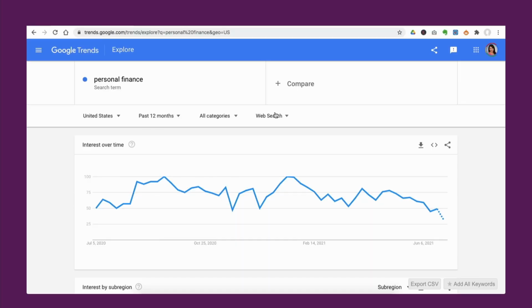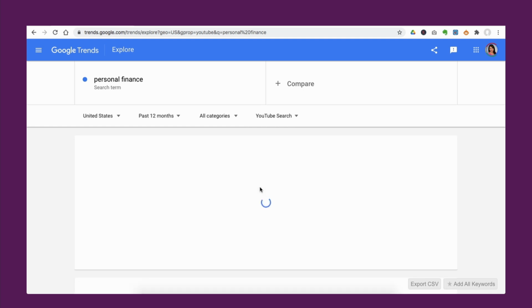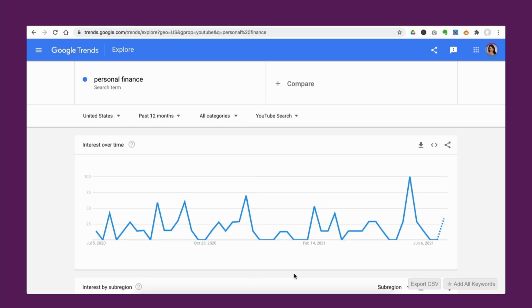And finally, in the fourth option, if you are trying to grow a YouTube channel using this strategy, then I would suggest clicking on this arrow and clicking on YouTube search. So we're getting really specific, and you can see the graph is going to change now. So we're getting really specific about, okay, the personal finance category specifically for YouTube.